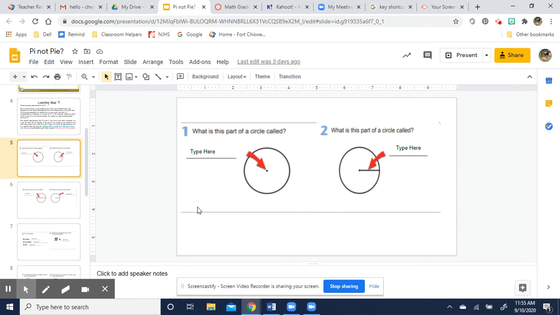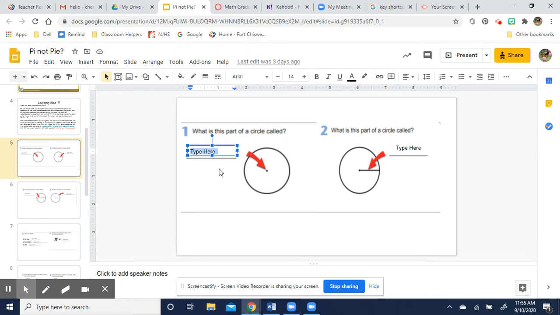So what is this part of the circle called? This part of the circle is called the center because it's in the middle and all the other points are equal distance from that point there. And number 2, what is this part of the circle called? This part of the circle is called the radius because it goes from the center to the edge of your circle.